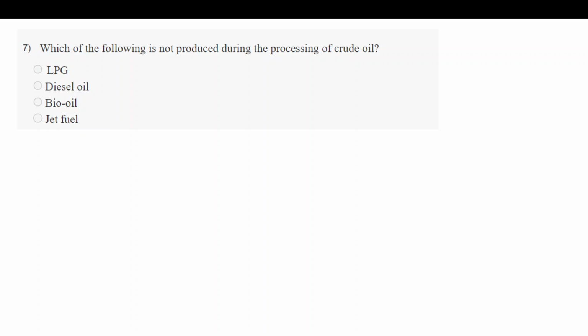Now, which of the following is not produced during the processing of crude oil? Crude oil is majorly converted into organic compounds, including LPG, biodiesel, jet fuel. Now, bio oil is a fuel which is generated through some organic or fermentation process. So that is not the correct answer, it is not formed from the crude oil. So bio oil is the correct answer in this question.